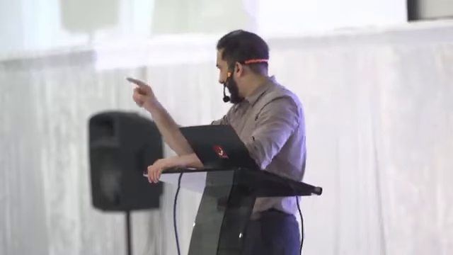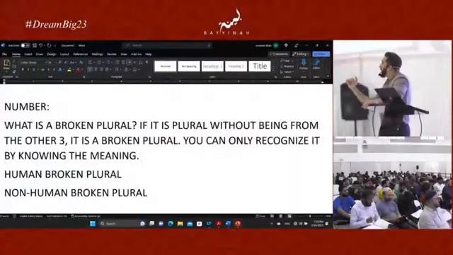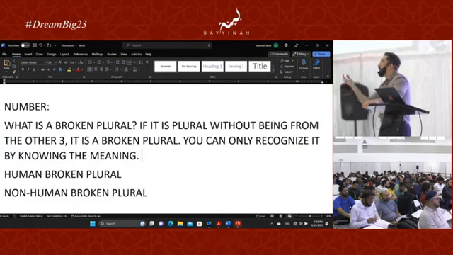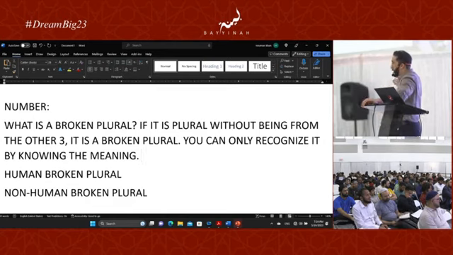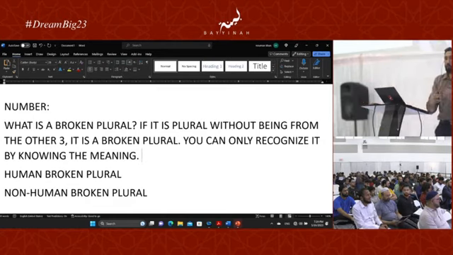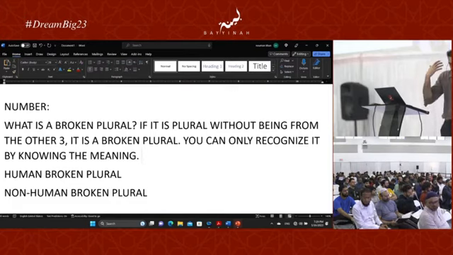Anyway, you can only recognize it by knowing the meaning. Corpus might help you here. You're stuck on a word. You're like, let me find out if this is a broken plural. And then the meaning tells you for that word, oh, this is a plural. Oh, okay, this word is plural, right? So there are tools now that can help you with that as you're learning your grammar. Eventually, I want you to use none of these tools. I want you to just be independent and engage the text directly, right?